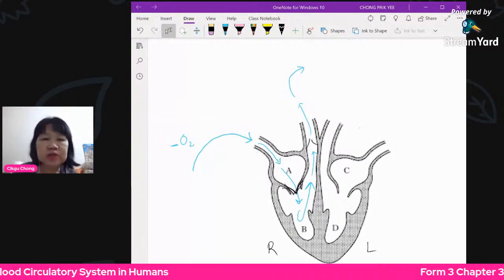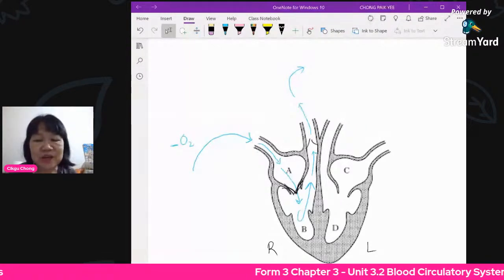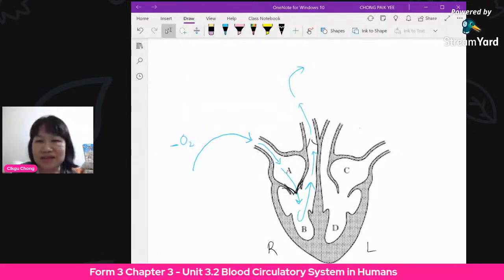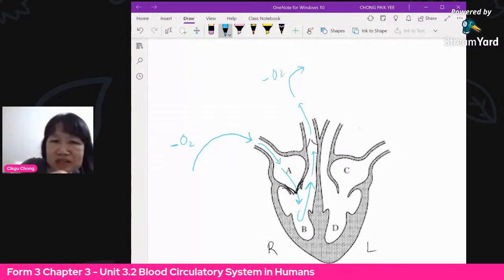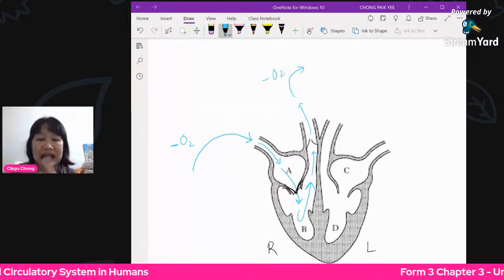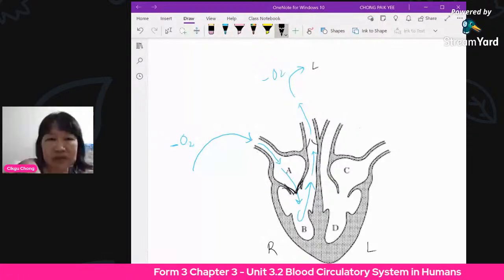Can anyone type in your comment here? Where do you think this blood should go? Now it has no oxygen, so it's no use. Okay, good, you have lungs. Yes. So here, you must draw the lungs. I'm going to draw the lungs here.